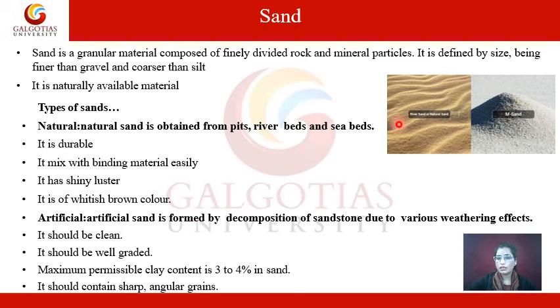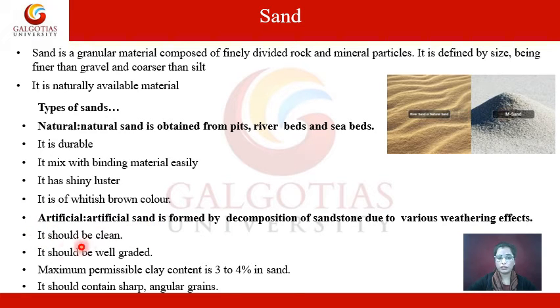Here you can see in this image river sand, which is known as natural sand. This is the M sand, which is the artificial sand. If we talk about natural sand, it is obtained from pits, river beds and sea beds. It is durable, it mixes with binding material easily, it has shiny luster, and it is of whitish brown color. Artificial sand is formed by decomposition of sandstone due to various weathering effects. So this is known as artificial sand.